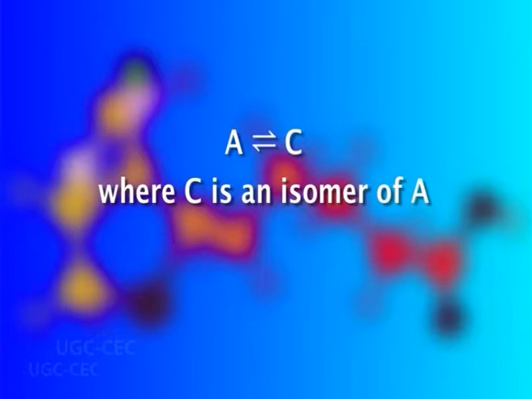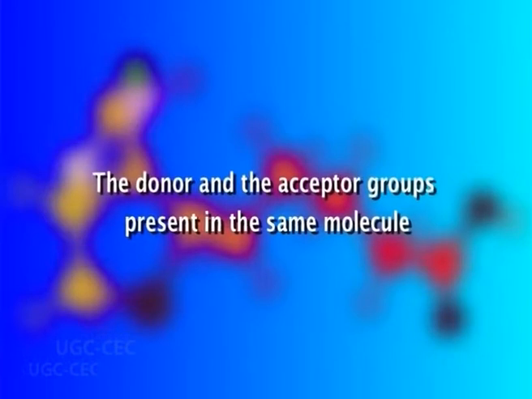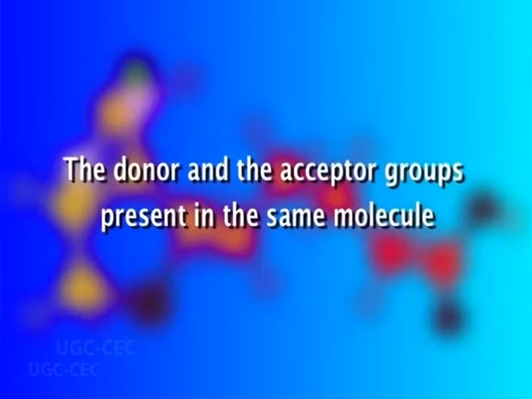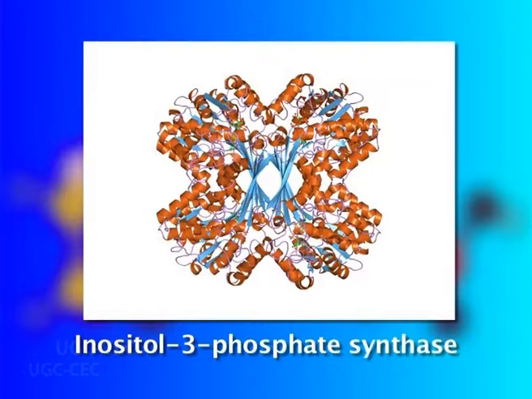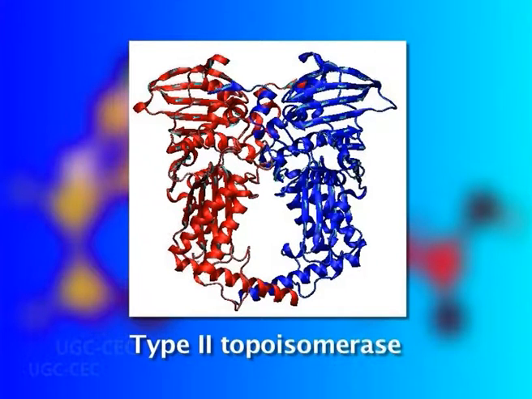Isomerases. Isomerase catalyzes the interconversion or structural arrangement of optical, positional, or geometric isomers. These enzymes catalyze structural or geometric changes within one molecule. In certain cases, the intramolecular oxidoreduction reaction is involved. They are classified as isomerases and not oxidoreductases because the donor and the acceptor groups are present in the same molecule. They may also contain firmly bound NAD or NADP. Some of the common examples of isomerases are inositol 3-phosphate synthase, phosphoglucomutase, and type 2 topoisomerase.